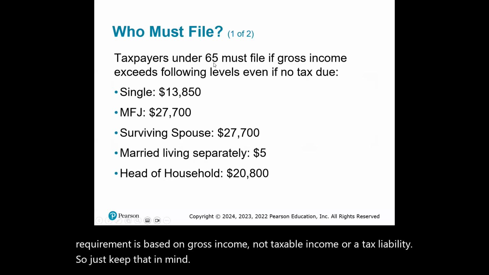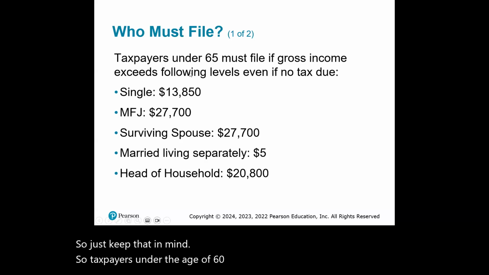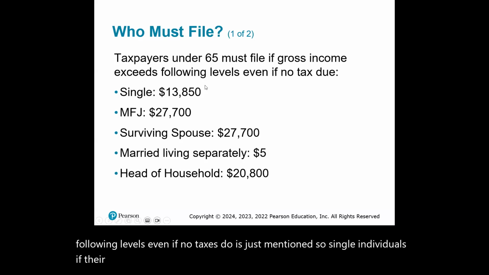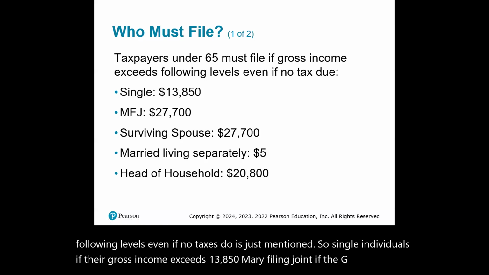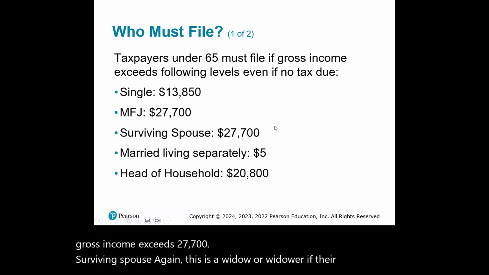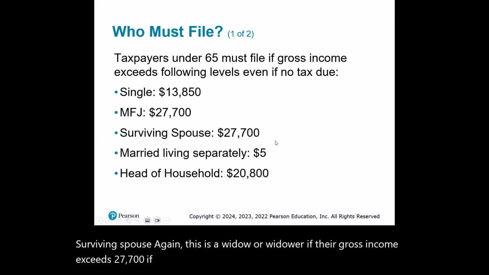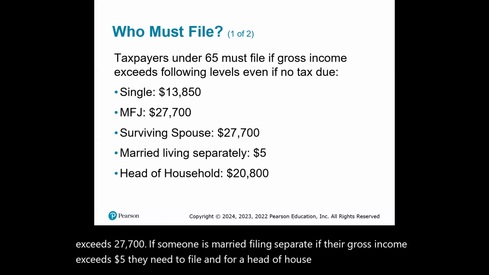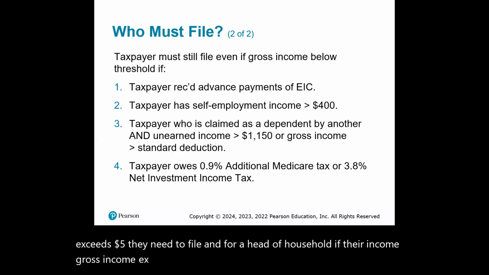Taxpayers under the age of 65 must file if gross income exceeds the following levels, even if no tax is due, as just mentioned. Single individuals, if their gross income exceeds $13,850; married filing joint, if the gross income exceeds $27,700; surviving spouse, again this is a widow or a widower, if their gross income exceeds $27,700; if someone is married filing separate, if their gross income exceeds $5, they need to file; and for a head of household, if their gross income exceeds $20,800.